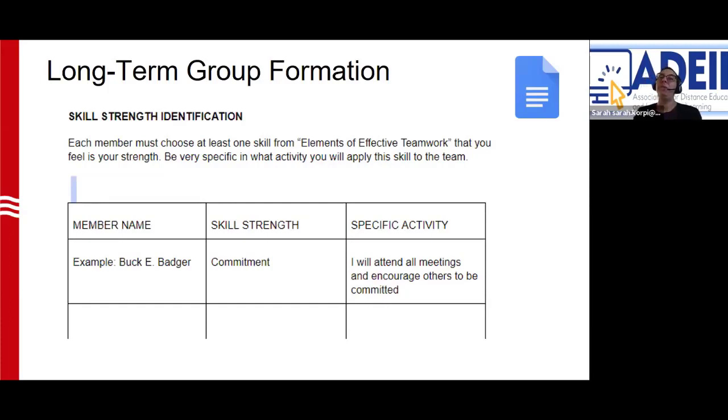One of my goals for the element of effective teamwork was for students to identify for themselves and for their teammates which strengths they were personally bringing to the group. So each member identified at least one, but potentially more than one strength, and tied it to a specific activity, so how that would look in group work.